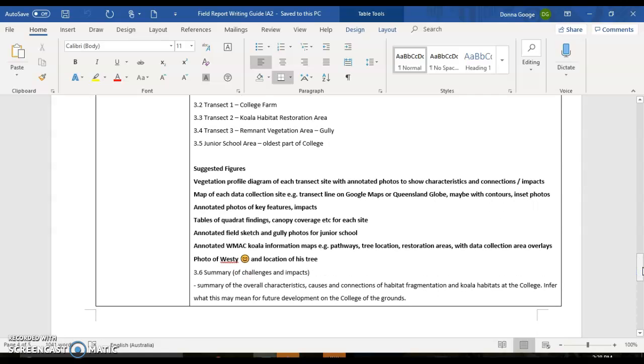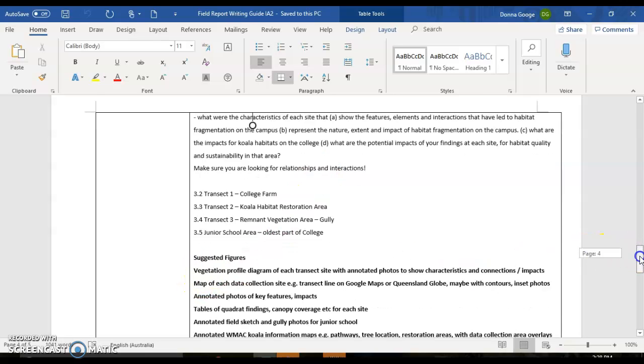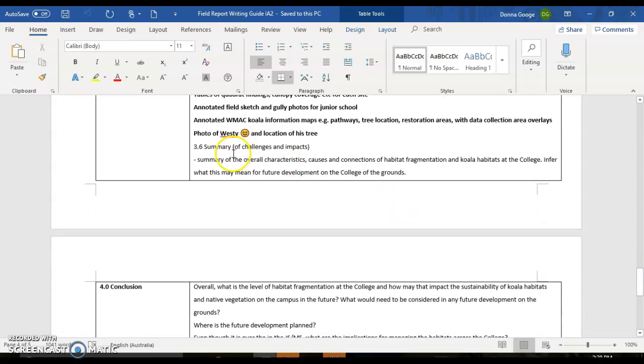Okay, so essentially for your analysis, you're looking at each section and what is happening in each of those investigation areas, and then I would say a summary of what that means for the overall impact. So what's overall causing the challenges and the overall impacts on the college grounds. That would be pretty much everything for analysis. We're going to stop there.